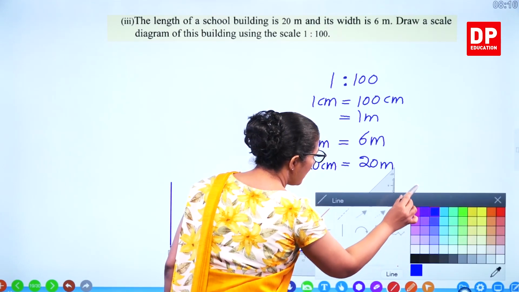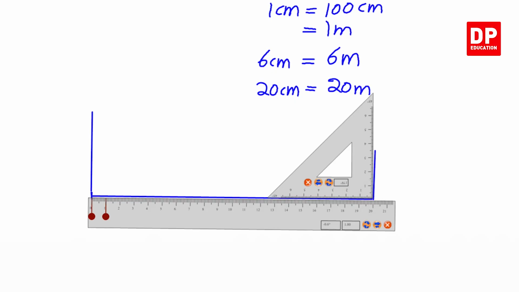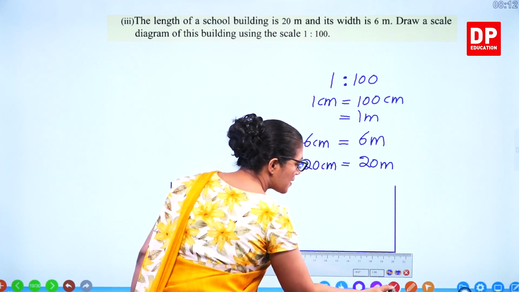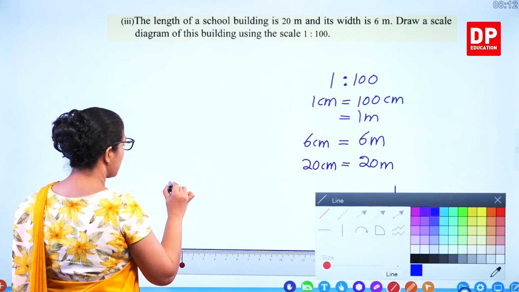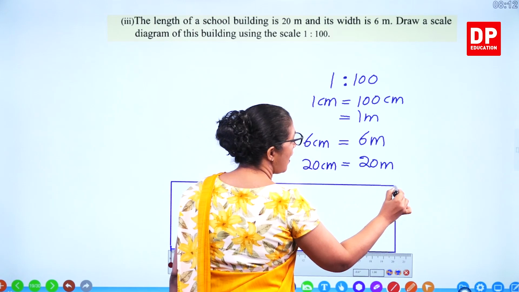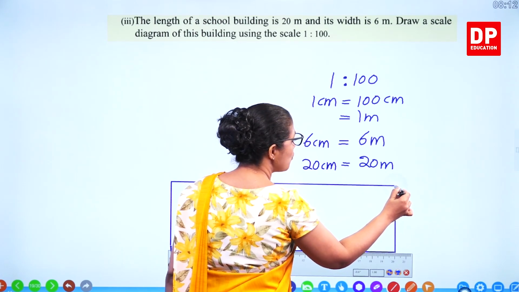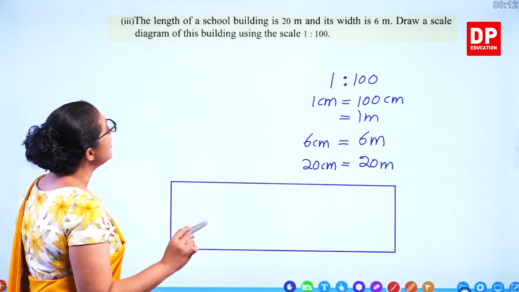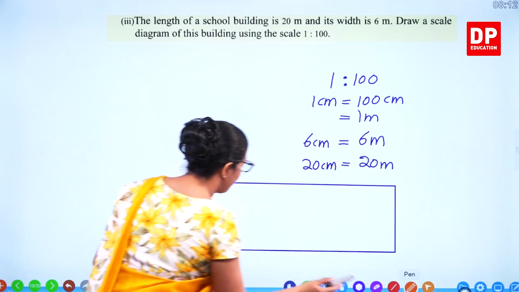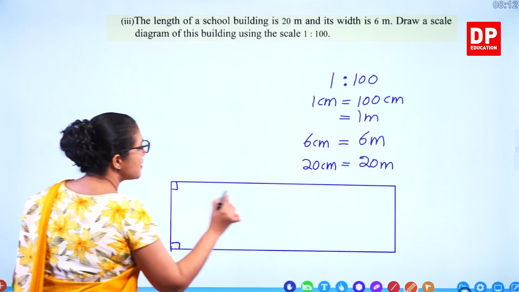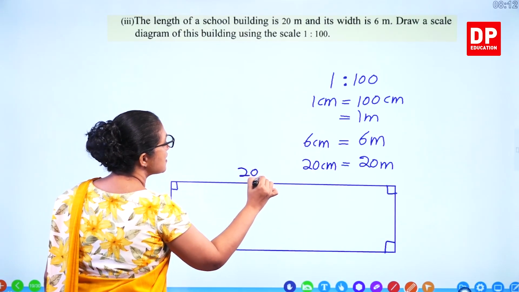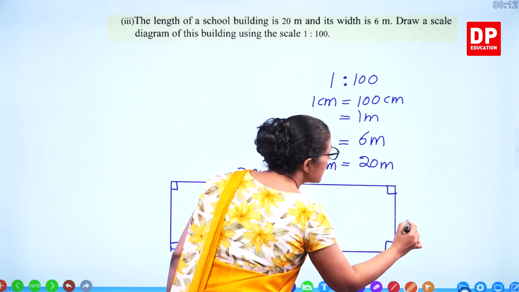Six centimeters from here. Draw a 6 centimeter line from here. And then you can connect these 2 points. So take the ruler and connect. I have the facility to connect at once, so you have to use your ruler. So this is the diagram, and these are 90-degree angles. So this way that's 20 meters and this way 6 meters.